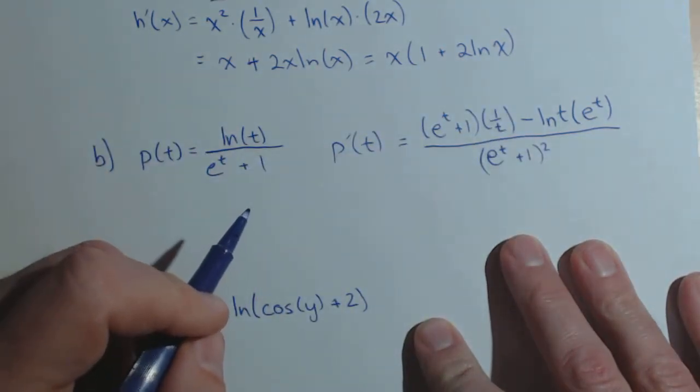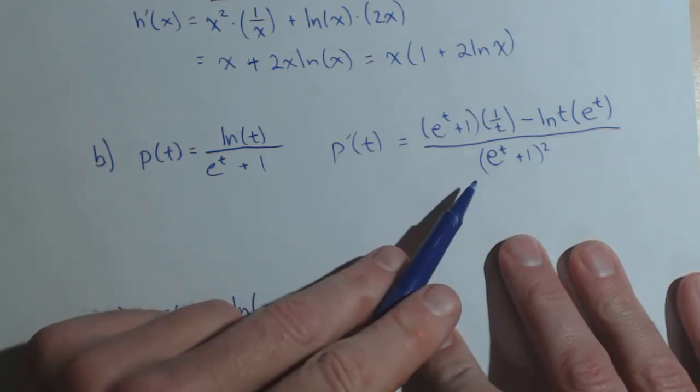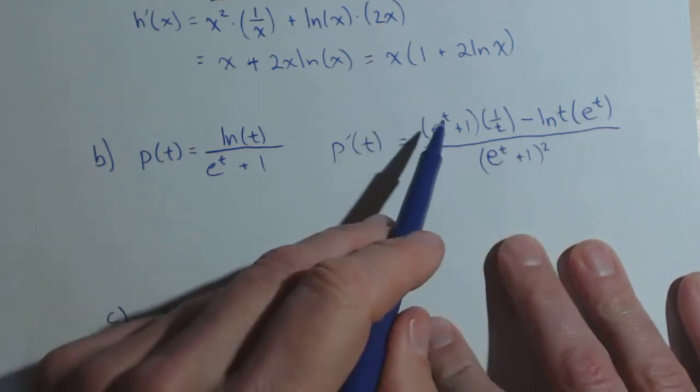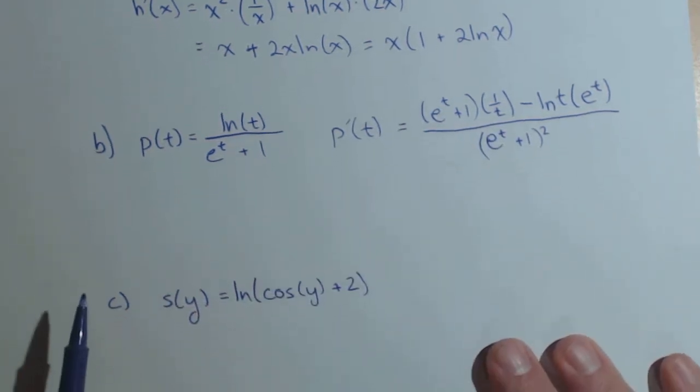There's not going to be much simplifying at all that we can do in this one, so we'll just go ahead and leave it as is. A lot of times we can factor out the e to the t, but because of this plus 1, we're not going to be able to. So that's about as far as we can go.